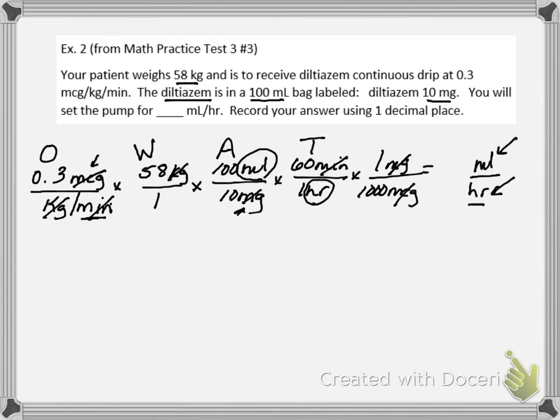So now I can just do the math in my calculator, and I get 10.44 mLs per hour. I go back and I look at my rounding directions, and it says to use 1 decimal place. So in the box on the test, I would record 10.4.